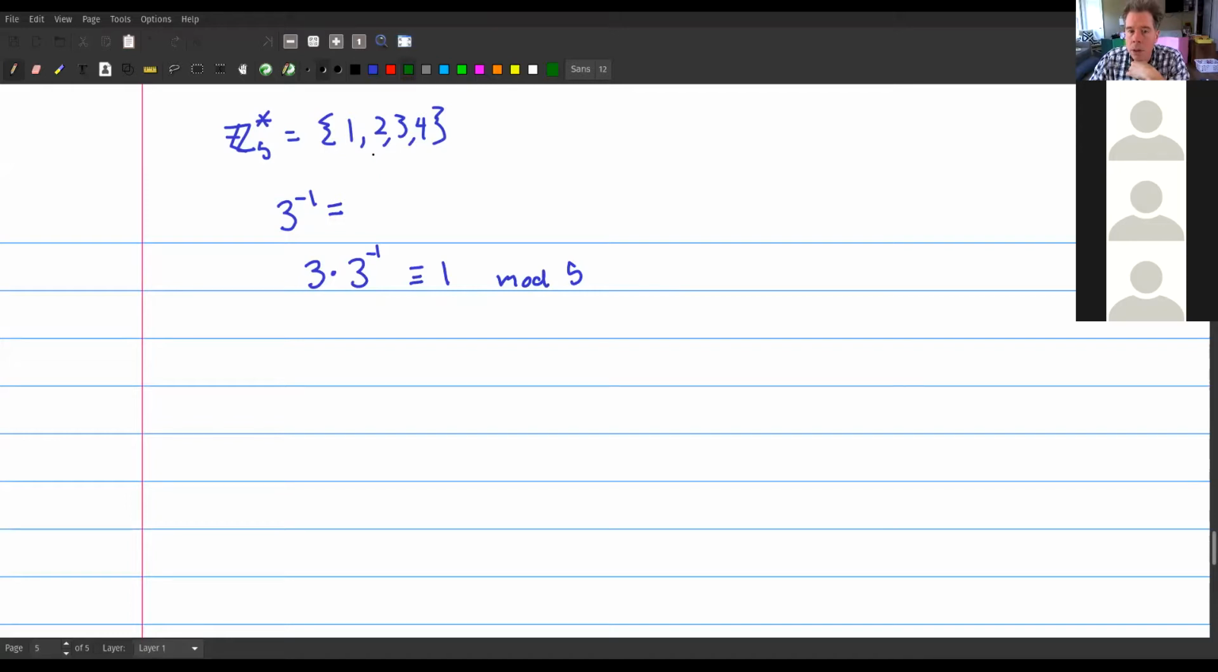Does anybody know what number this is from this group? 6. Yeah, that's one number, right. So you want to get to 6. What do you multiply times 3 to get to 6? 2. Yeah, exactly. So 3 times 2 is 6, which is congruent to 1 mod 5. So the inverse of 3 is 2.